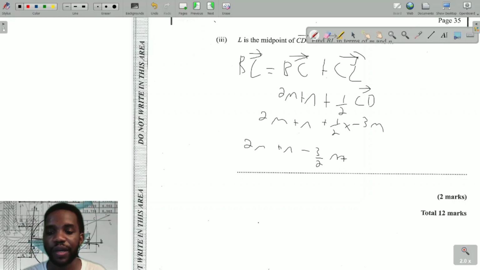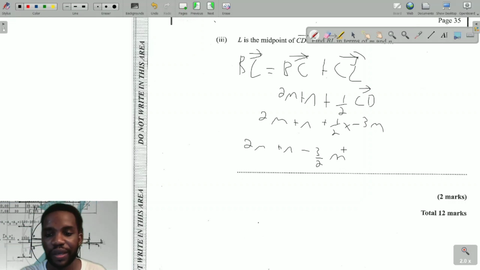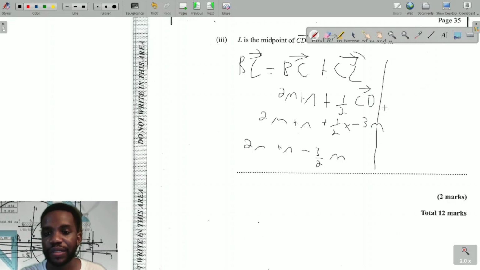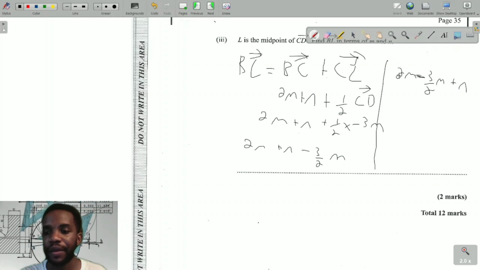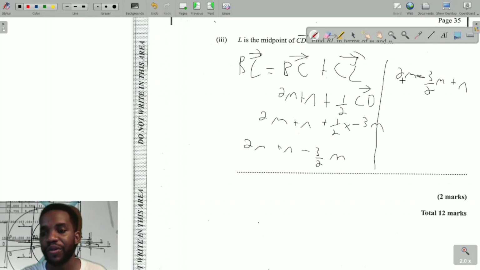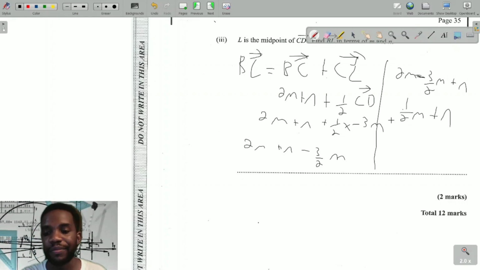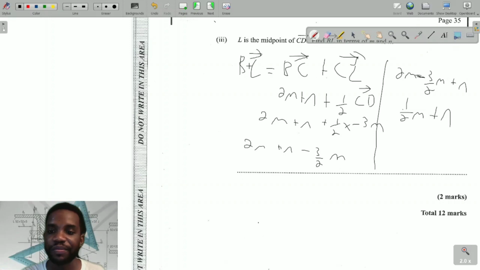Alright, you can use your calculator. You can't go wrong. Now I'm looking for like terms. Let me group this. So I'm going to have 2m minus 3 over 2m plus n. Now your calculator can do this for you. Remember now, whenever you subtract terms, you subtract coefficients. So it's really 2 minus 3 over 2, or 2 minus 1.5, which is really going to leave you with a half m. And you put back your plus n. And that brings you to the end of the vectors and matrices question for 2020.